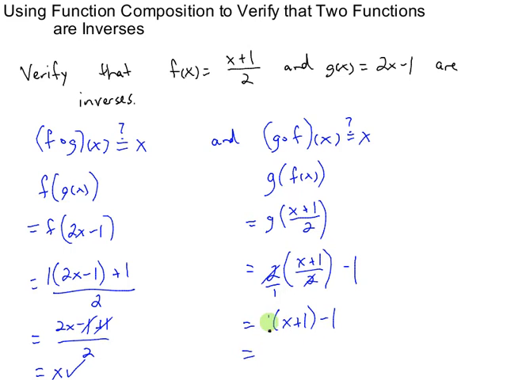And again, because of this invisible 1 in the front, if I distribute it, I'd get rid of those parentheses. 1 minus 1 is 0. So the output is x, and that's what we wanted. So the composition results in x in both cases if the input's x. Therefore, these two functions are inverses.